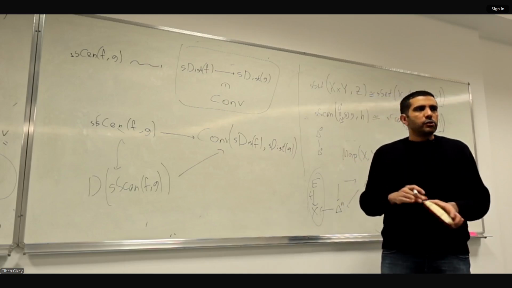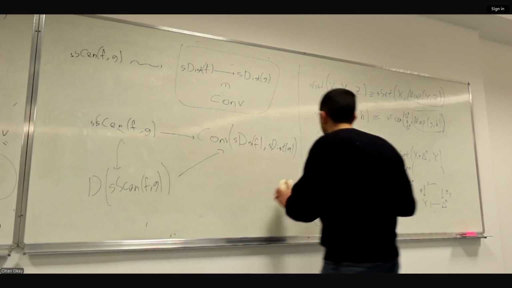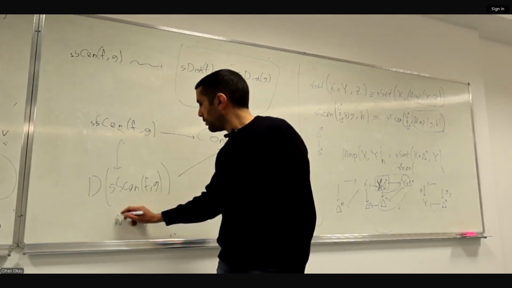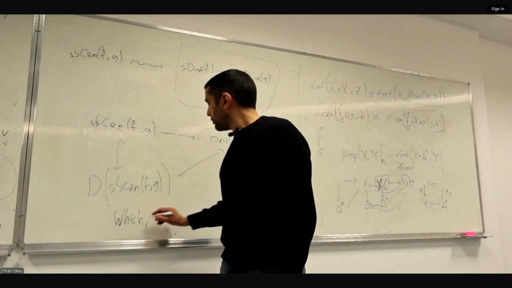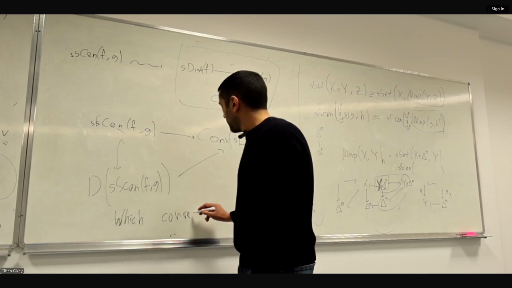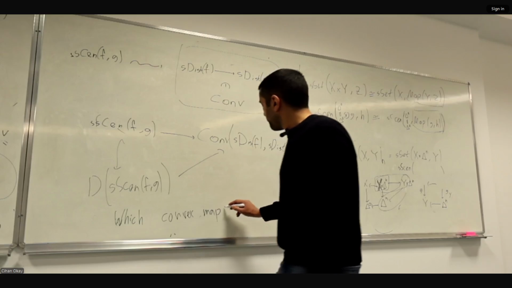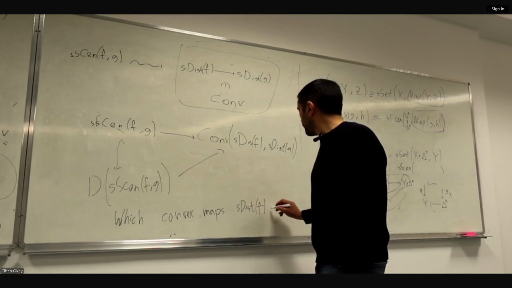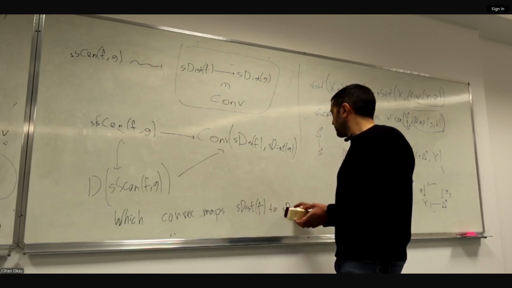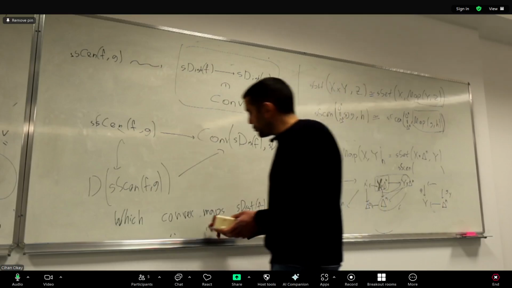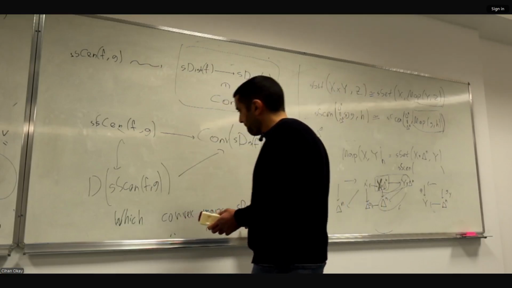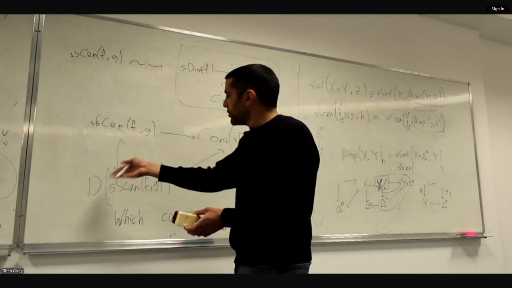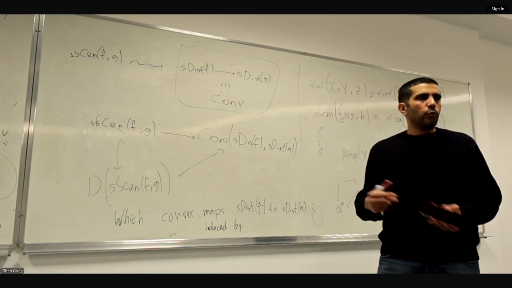So is that all the maps, or which maps? Here is the question: which convex maps from the simplicial distributions of F to the simplicial distributions of G are induced by a convex combination of scenario morphisms of the scenarios?